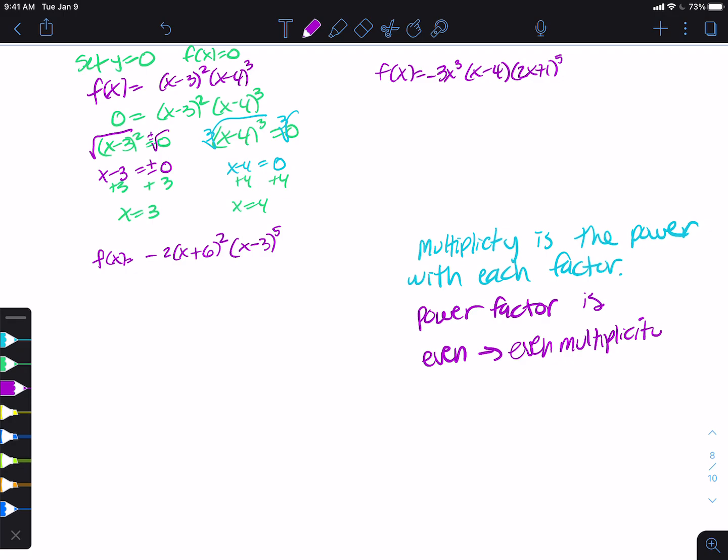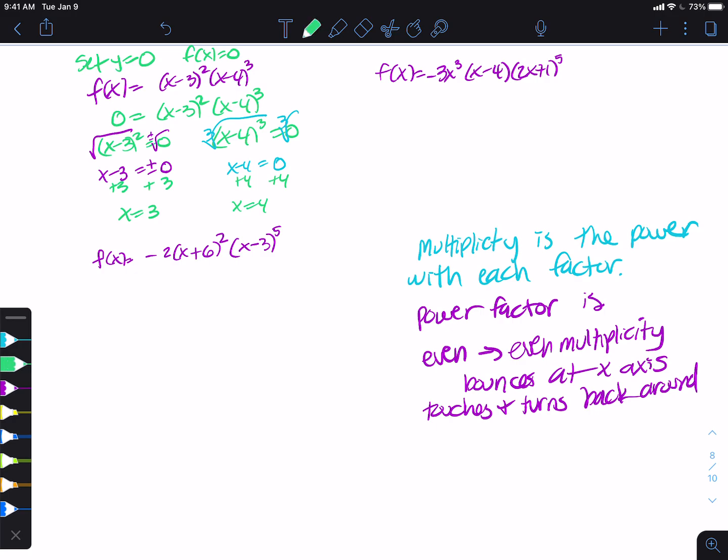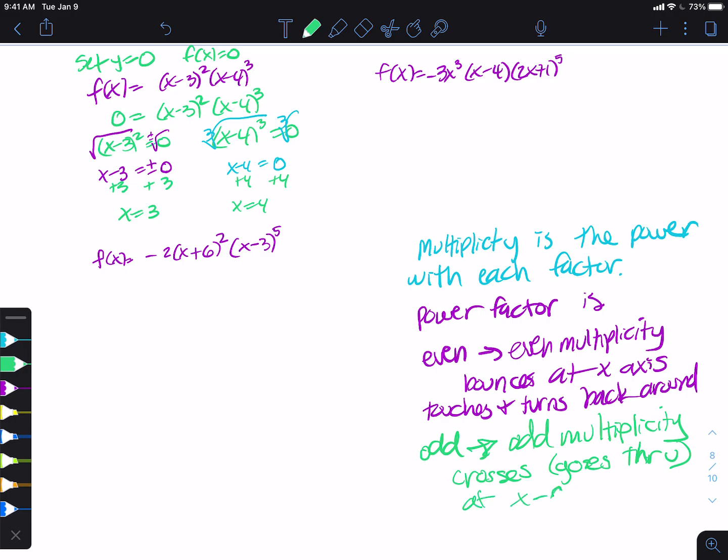And then additionally, it bounces at the x-axis. Sometimes bounces is referred to as touches and turns back around. If it's odd, then we refer to it as an odd multiplicity. And then it crosses or goes through the x-axis at the x-intercept.